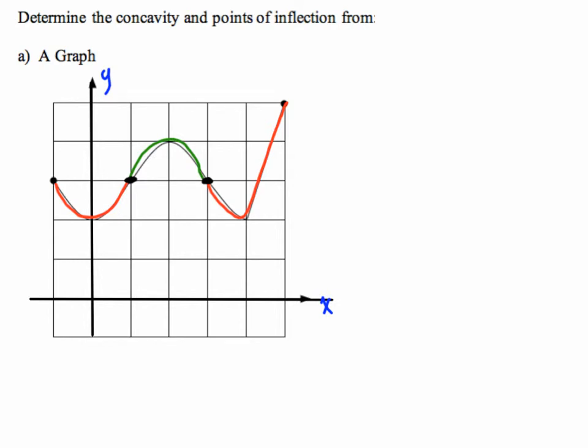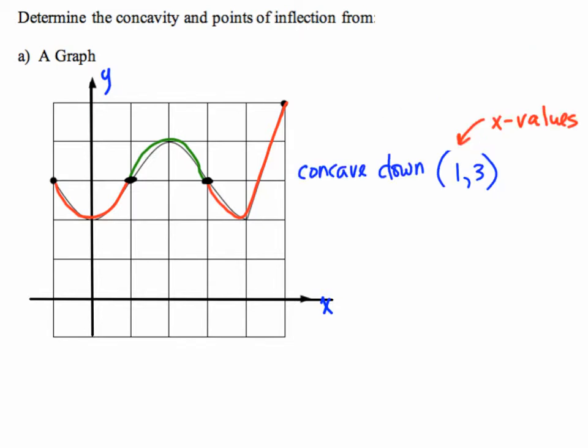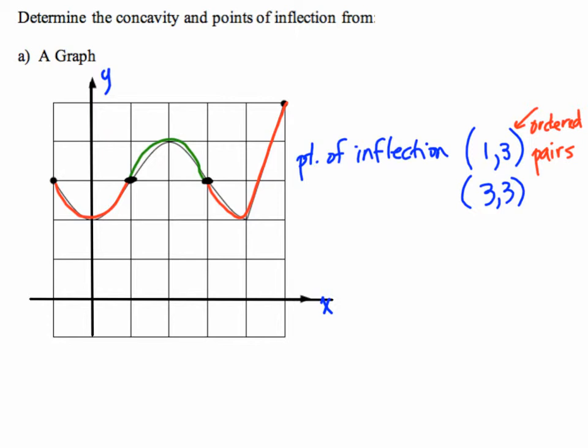So in this graph, you can see that there are sections of the graph that are concave up in red, and the green section is concave down. We also have identified points of inflection. So the section that's concave up is from the x values of -1 to 1 and x values from 3 to 5. It's concave down with having the x values 1 to 3. And the points of inflection are at (1, 3) and (3, 3) at those ordered pairs.